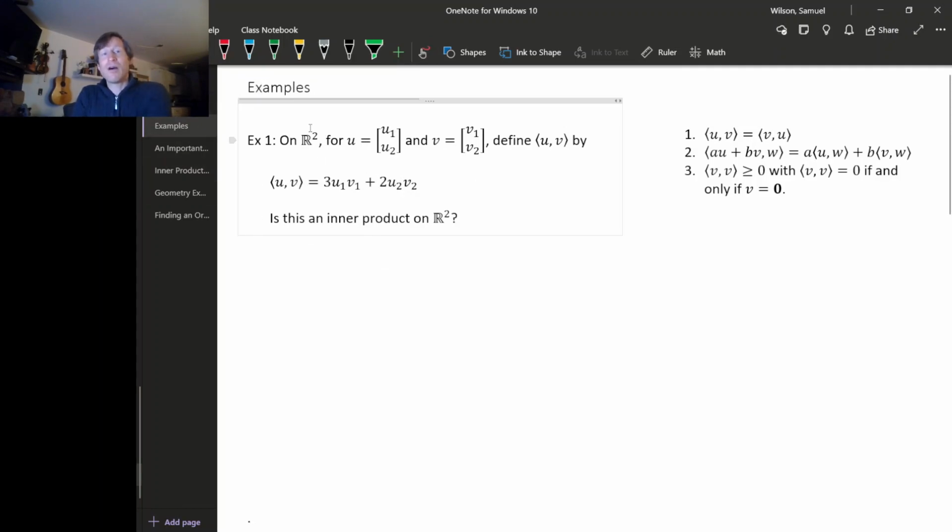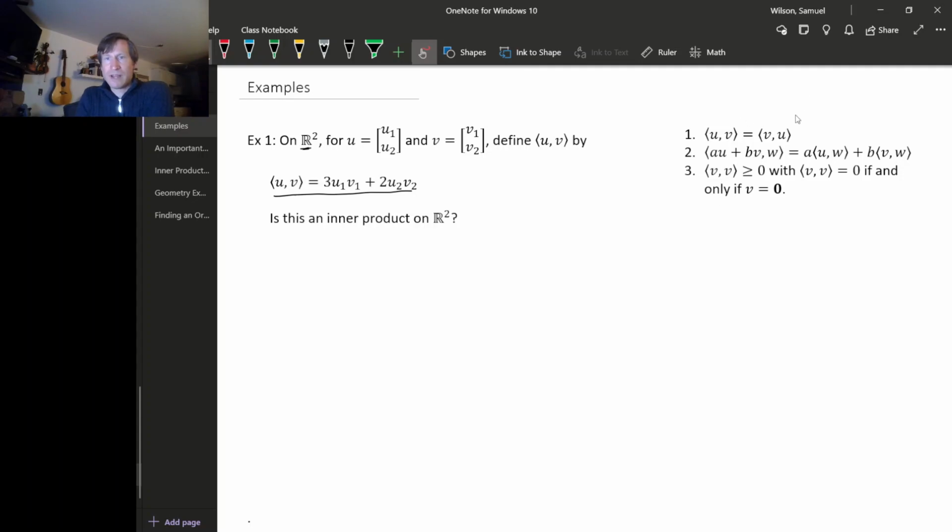So let's have a look at some examples of inner products on familiar vector spaces. Well, for one thing, Rn has more inner products on it than just the dot product. Of course, the dot product is the most important one for various geometric reasons, but there are other products on Rn. Just as an example, on R2, let's check that this defines an inner product.